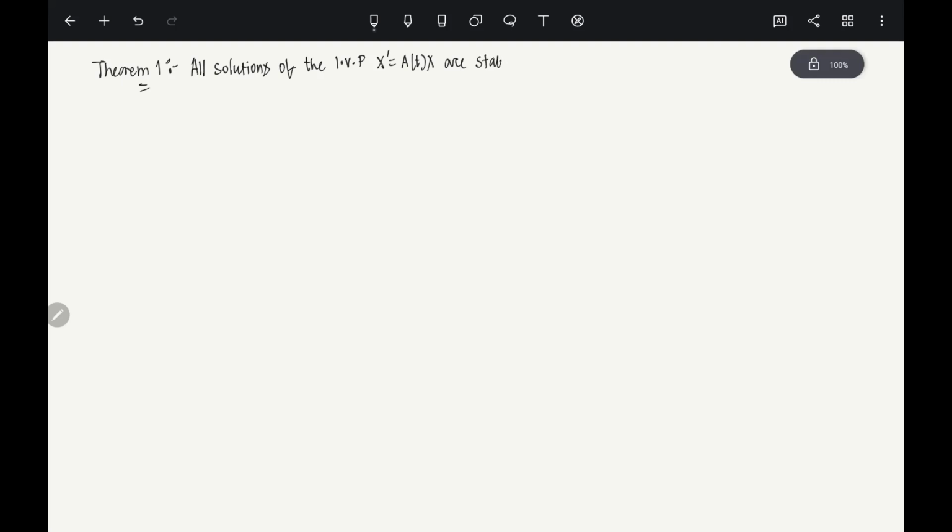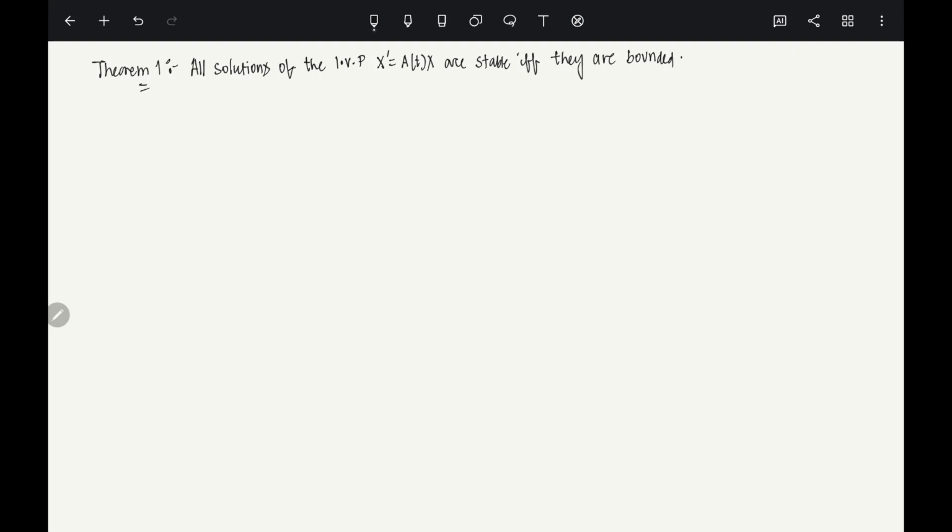When is this stable? Let's just understand that first. If and only if they are bounded. So beautiful theorem, right? The thing is, you just have to find out the solutions, and you just have to make sure that the solutions are bounded. If they are bounded, they are stable. Is it okay?